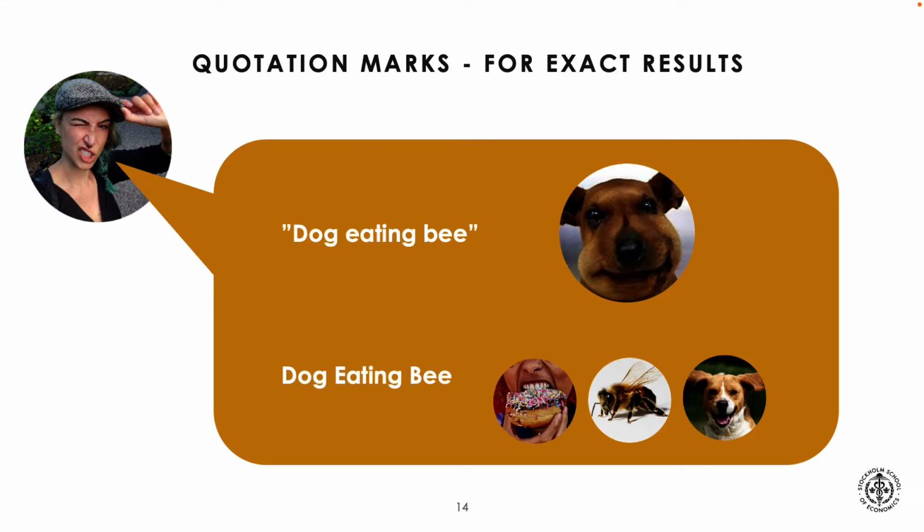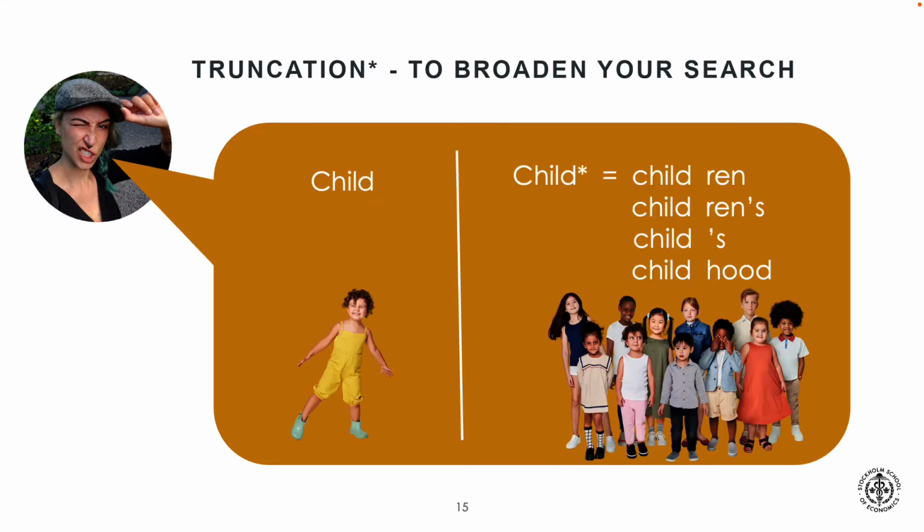Quotation marks indicate exact multi-word phrases. If you search in an academic database for "dog eating bee" with quotation marks, the search engine will return a list of articles containing that exact phrase. Without quotation marks, the search engine may assume that the phrase is a list of separate query terms. So in contrast, the query dog eating bee without quotation marks might return a result containing all the terms, but not necessarily in the right order, or even related to each other.